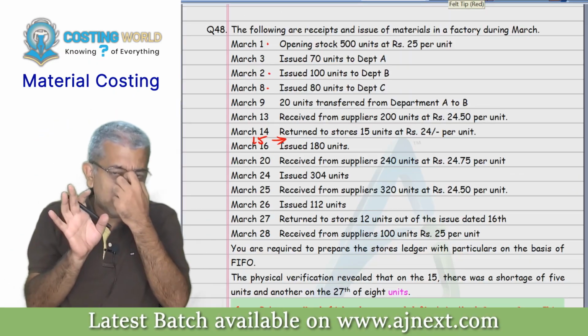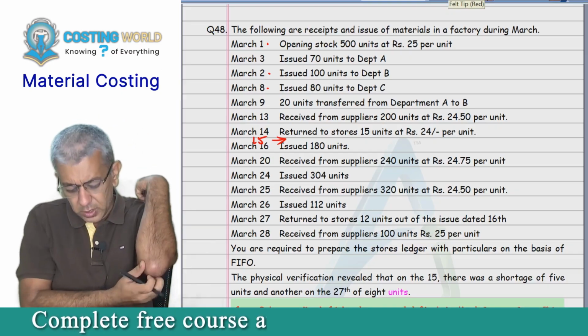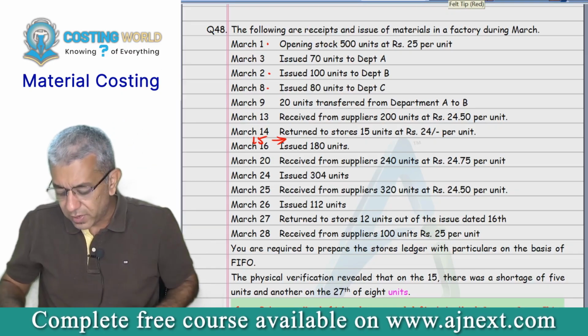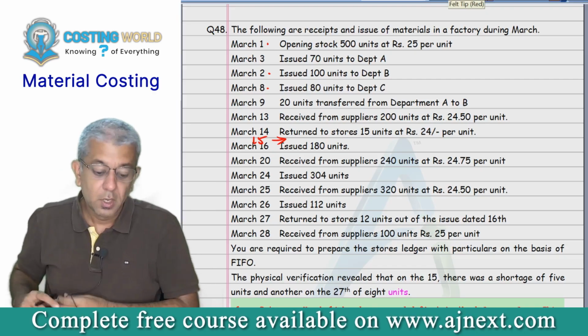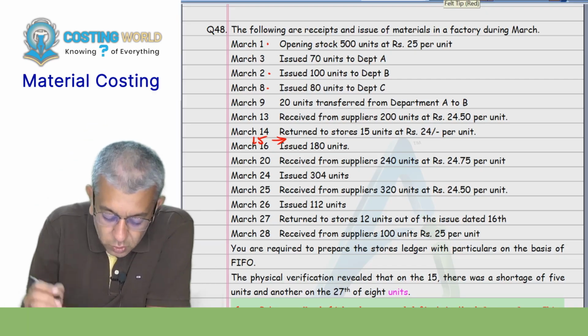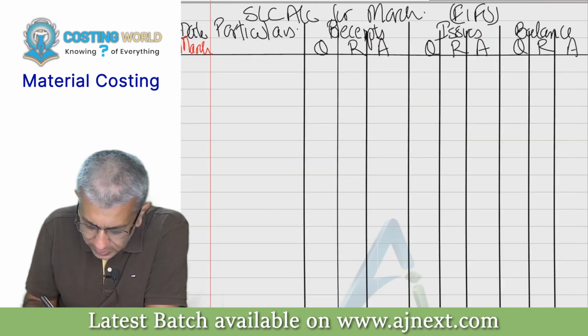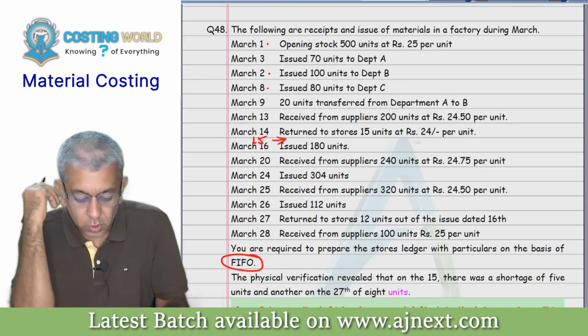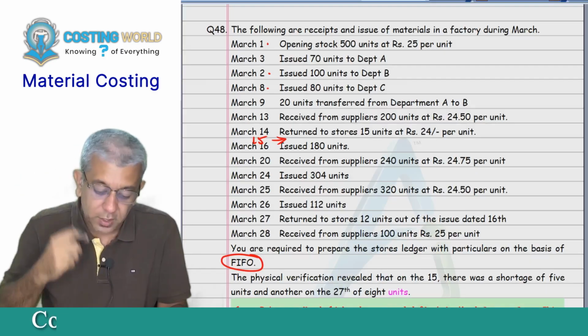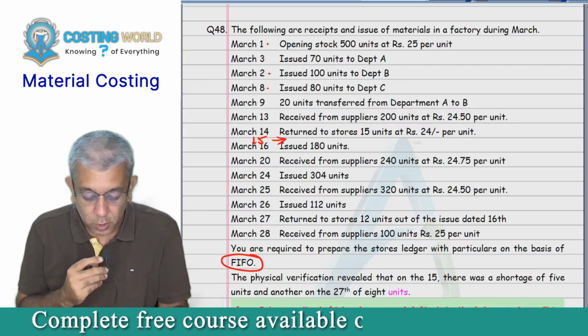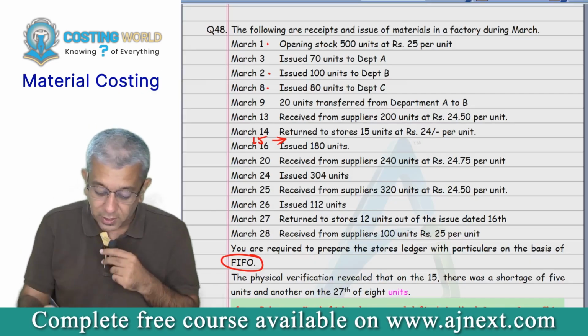It's an easy question. It is not going to be a very tough question. Just keep your calculator going whenever it is required. Okay, listen. Question number 48. First of all, we are going to be following FIFO method. Please remember that. So let's start with March 1st. In this case, your opening stock is 500 units at the rate of 25.